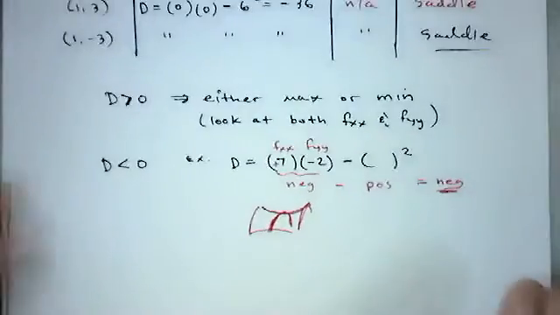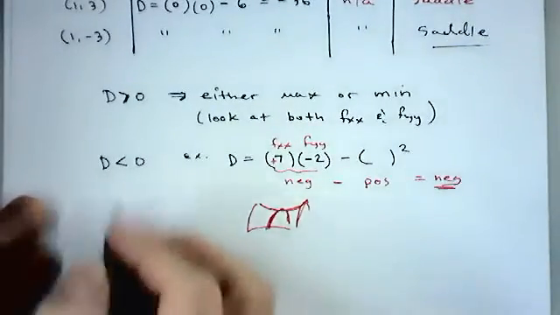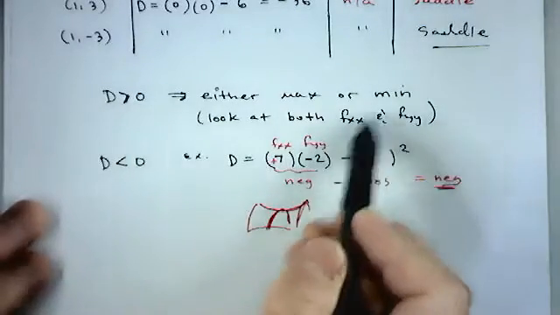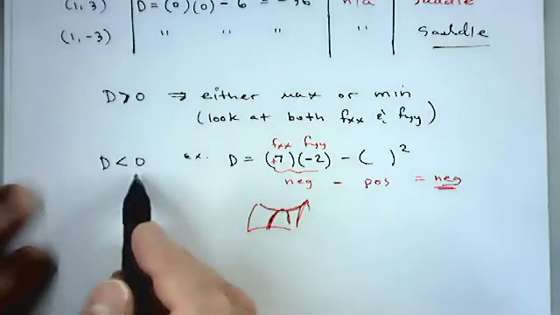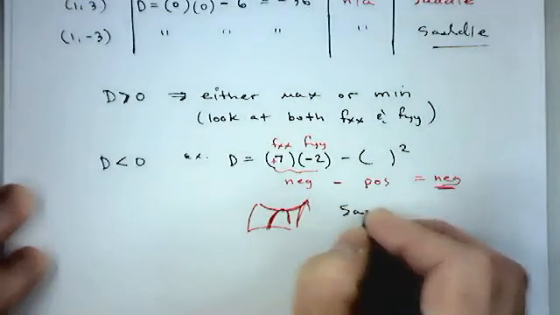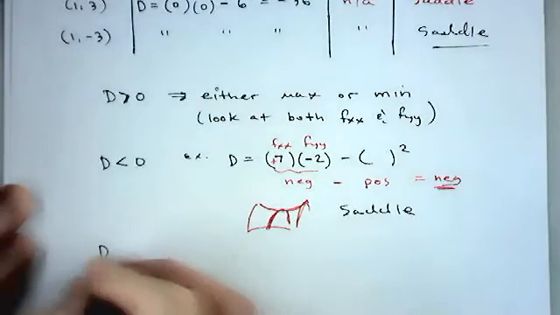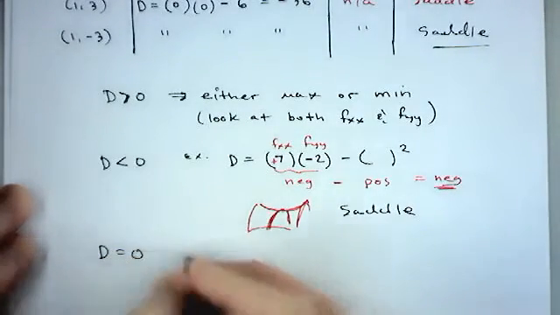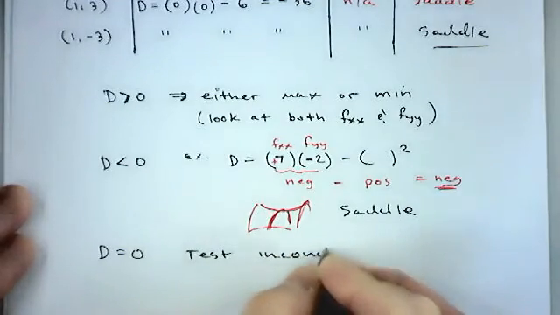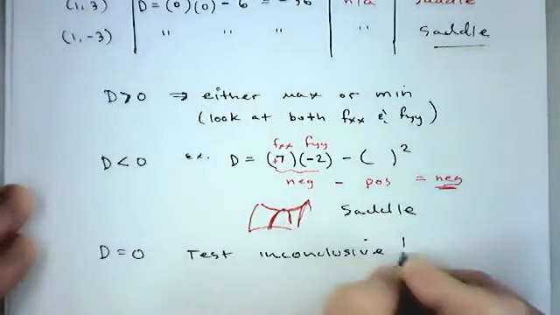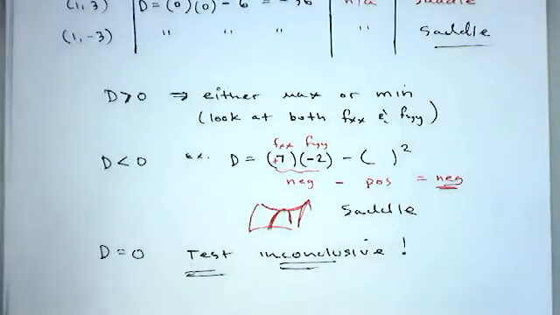There is a third possibility, which I have some examples with this. So if d is greater than 0, you look at the signs of f sub x and f sub y, make your call. If d is less than 0, then it's automatically a saddle. And it is possible if the numbers work out just right that d could equal 0, in which case your test is inconclusive. So it fails. Let's see how to deal with that.